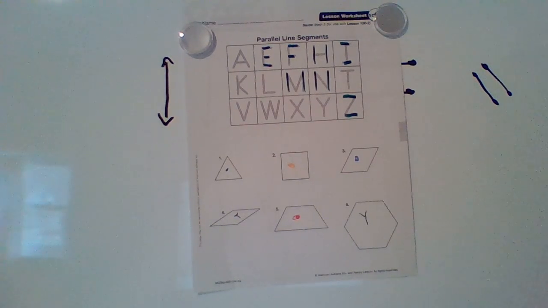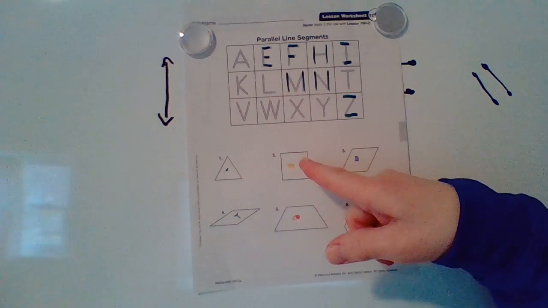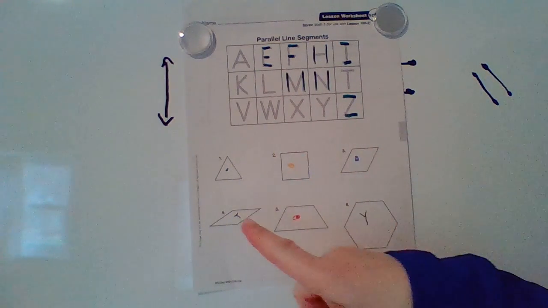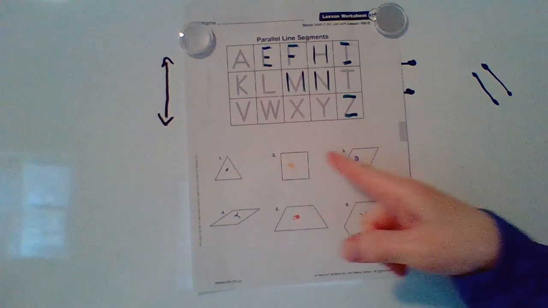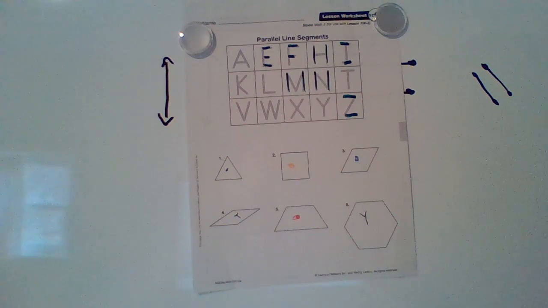Okay, so now that we got that done, let's look at the quadrilaterals first. Which of these polygons are quadrilaterals? If you said 2, 3, 4, and 5, you are correct. You're thinking, well, what is a quadrilateral? Those are polygons that have 4 sides, and these have 4 sides.